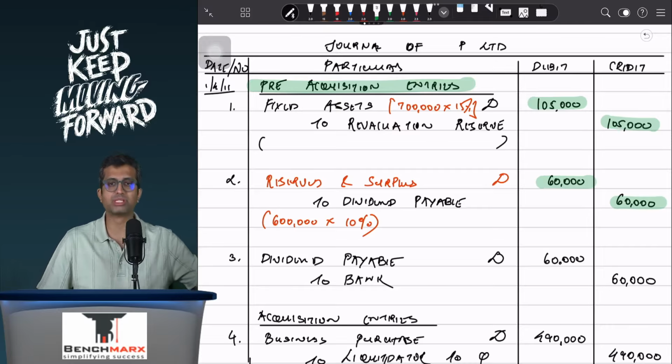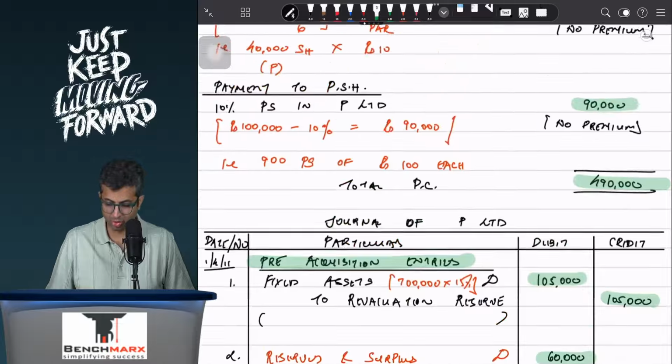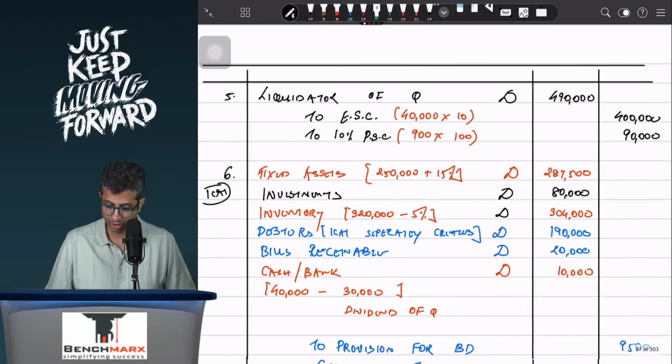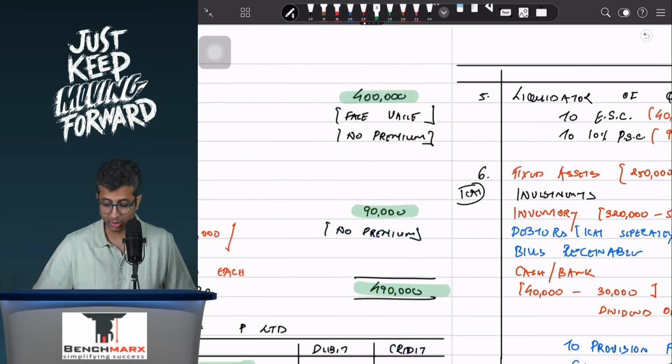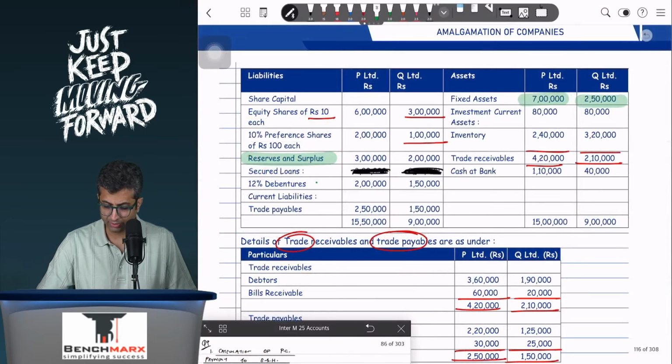Then P will do business purchase. Business purchase account debit to liquidator 4,90,000. Liquidator account debit to equity share capital 4 lakhs, to preference share capital 90,000. Now comes a problem. Now I'll have to take over the net assets. Net assets of Q would now be worth, this is 2,50,000 plus 37,500, so this is 2,87,500. Then when you look at investments, maybe this is 80,000 only.